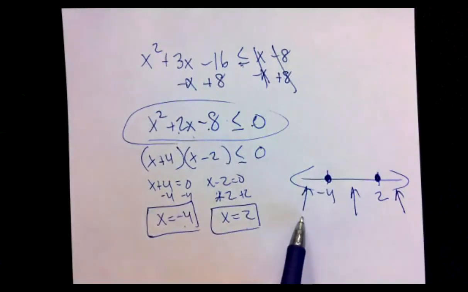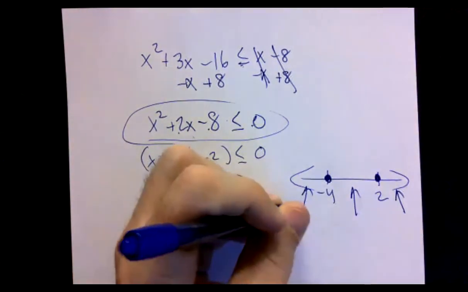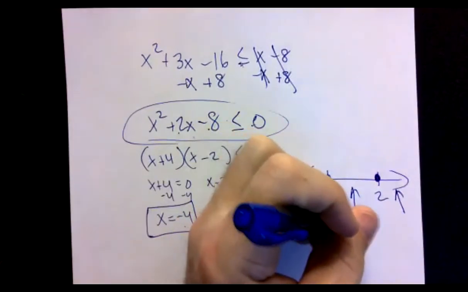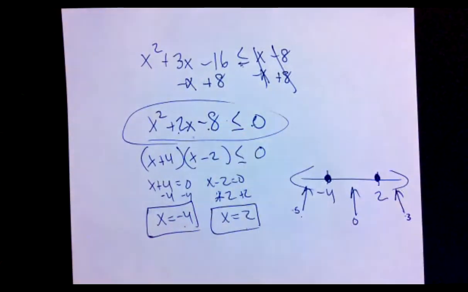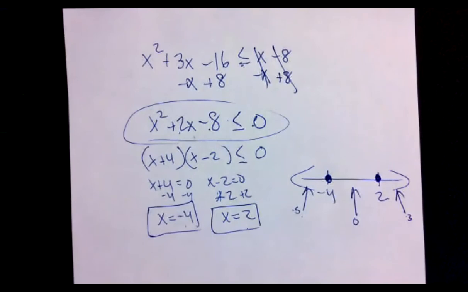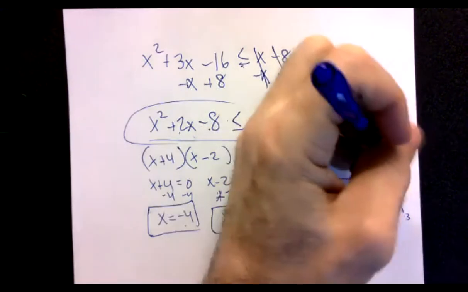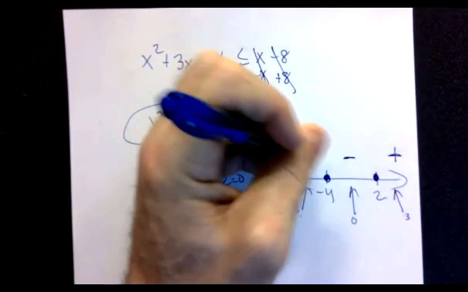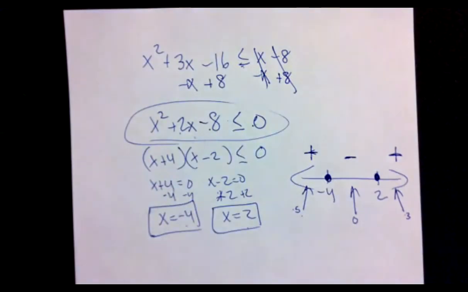So again, pick a number smaller than -4. Pick a number between -4 and 2. Pick a number bigger than 2. Doesn't matter what you pick. Just make sure they fall within those ranges. Okay? And to save a little time, it ends up working like so.